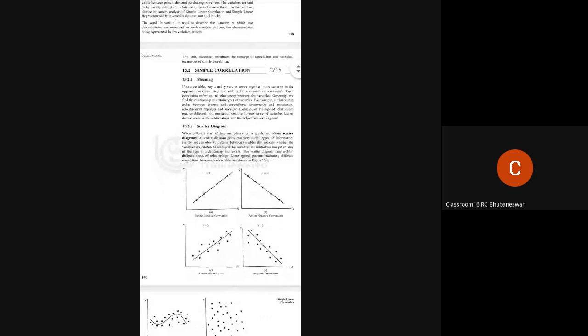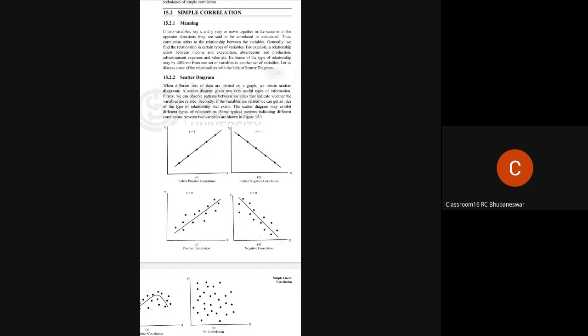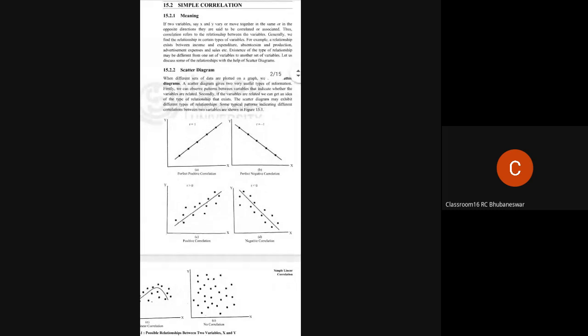In diagrammatic form, here you see the scatter diagram. Various diagrams are given. First one, if both variables are in the same direction and in a linear form, that is a perfect positive correlation. In the second diagram you can see perfect negative correlation. If it moves from left to right, there is perfect positive correlation, and if it moves from right to left, that is perfect negative correlation.